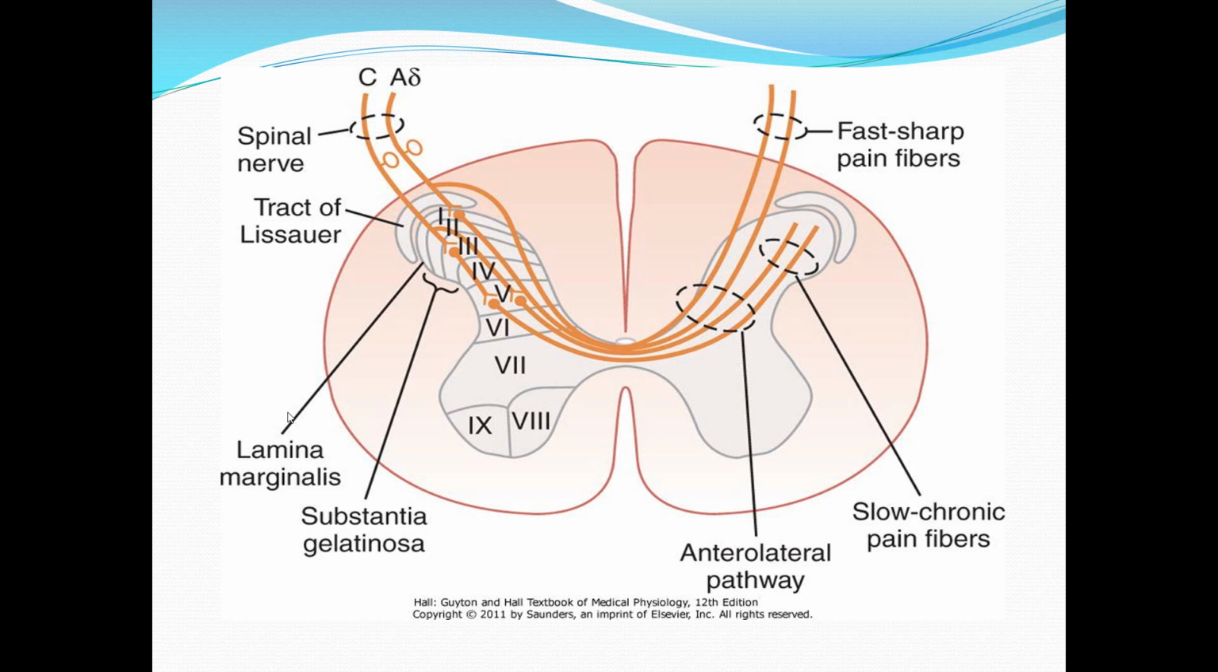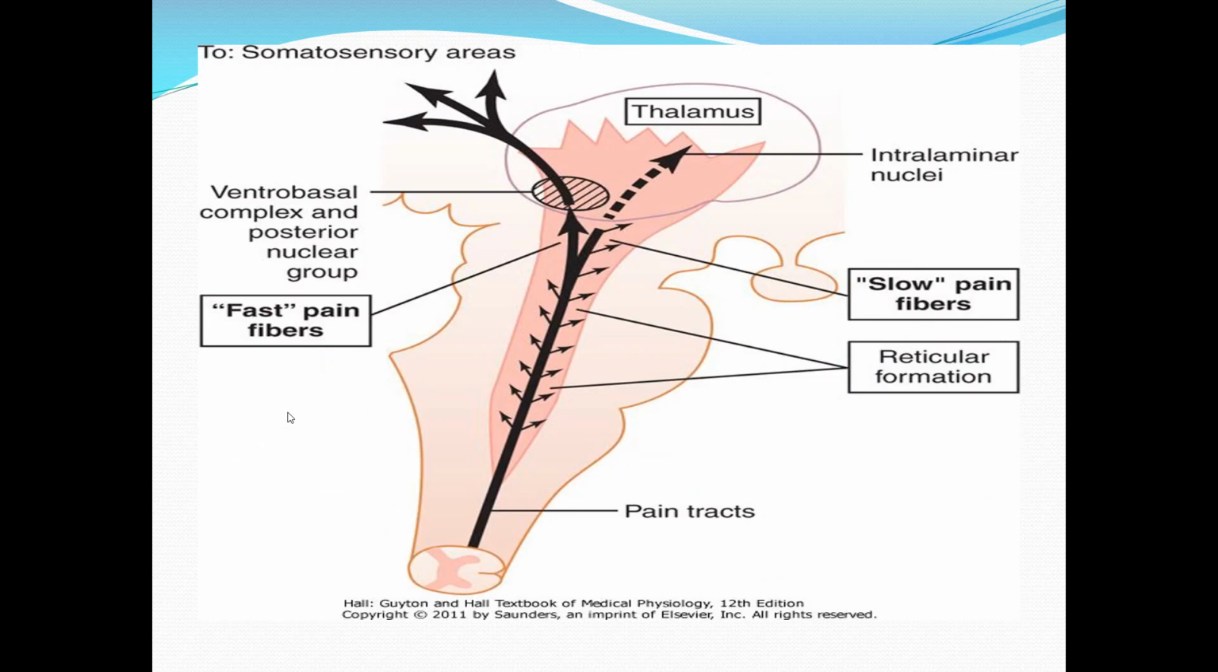You can see the fast sharp pain fibers, how they enter the spinal cord, and then they decussate to the opposite side, and then they ascend in the anterolateral pathway. They decussate at the level of the spinal cord, they ascend, and then the second order neuron arises from over here, and they relay over there in the thalamus. From the thalamus, the third order neuron arises and it goes to the somatic sensory area 1.